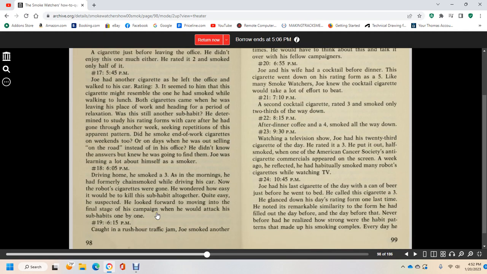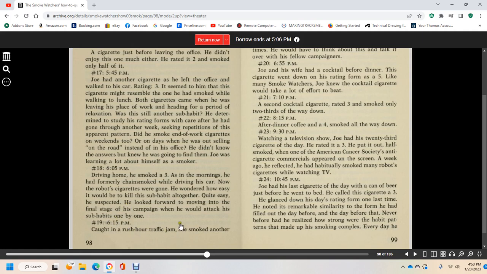All right, number 18, 6:05 p.m., driving home. He smoked a 3. In the mornings, he formerly chain-smoked while driving in the car. Robot cigarettes were gone. He wondered how easy it would be to kill his sub-habit altogether quickly. He looked forward to moving into the final stage of his campaign, when he would attack his sub-habits one by one.